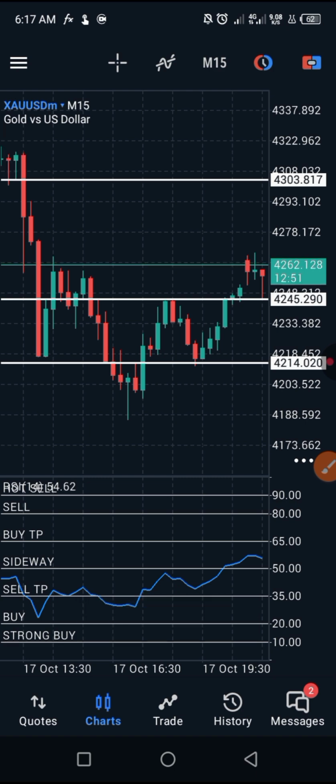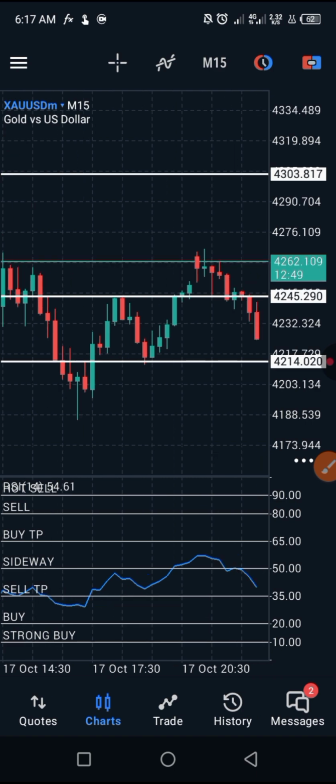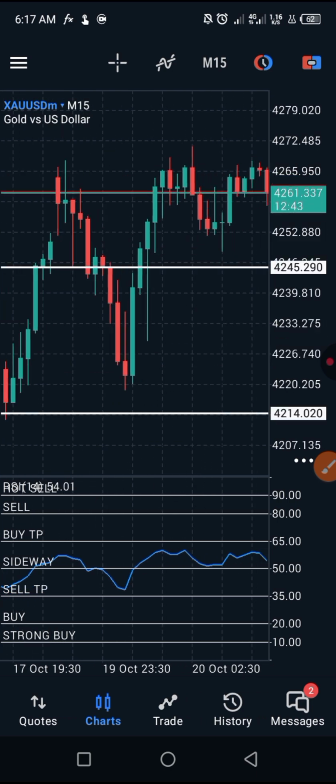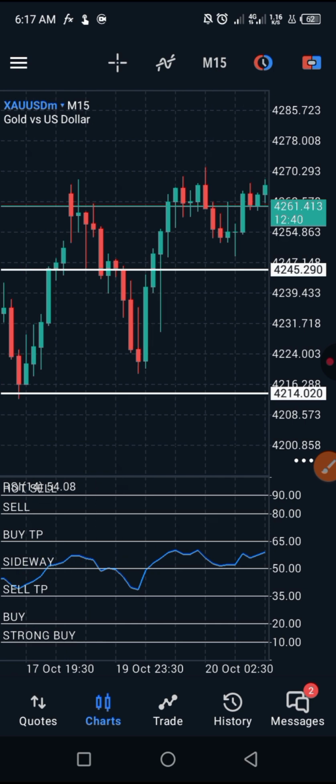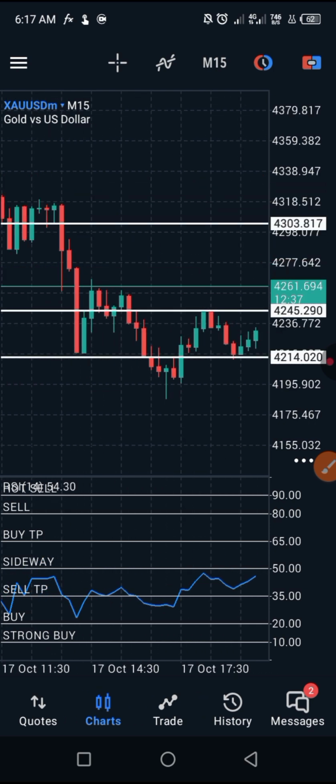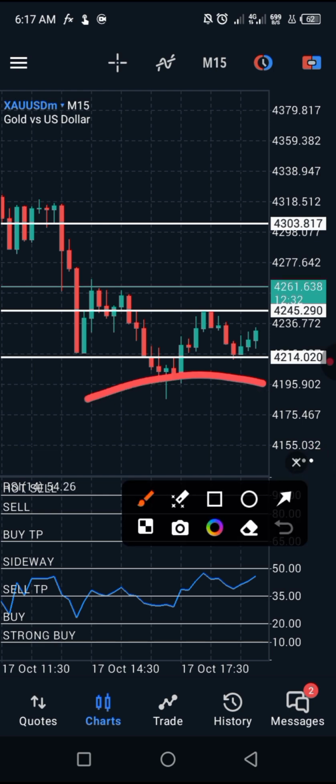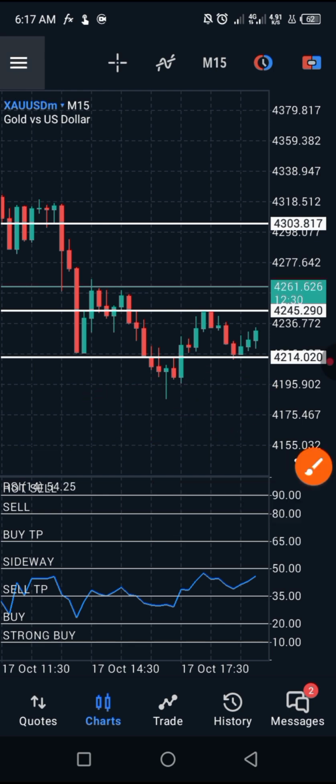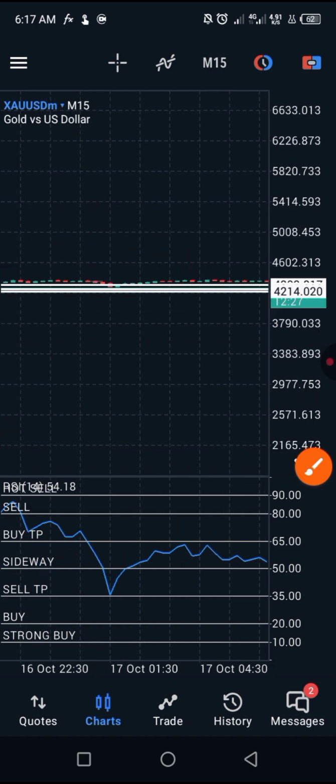Good. So we have 42.14 as our support currently. So that is it. Since there is no morning star or bullish engulfing at this area, we're going to use previous price.